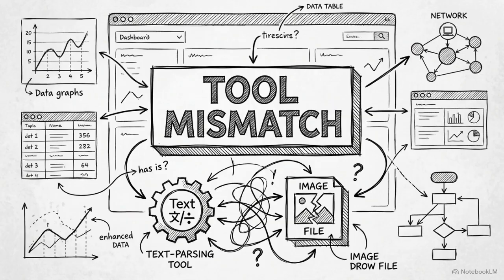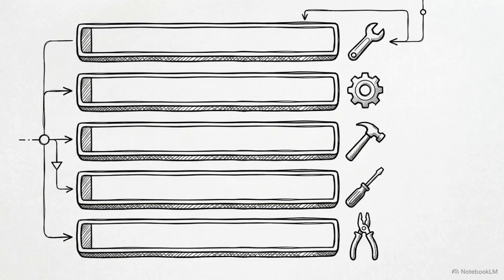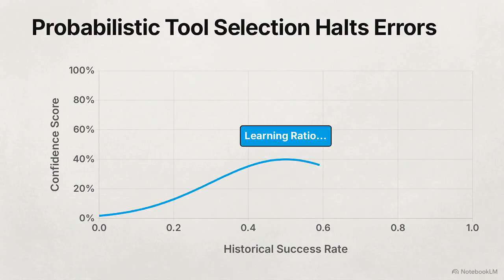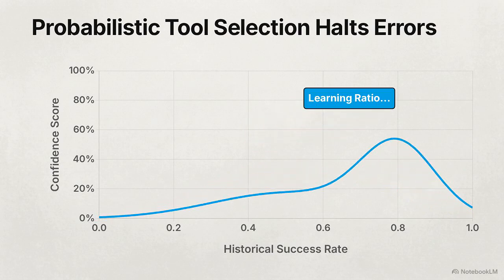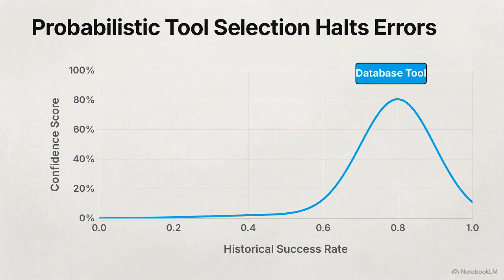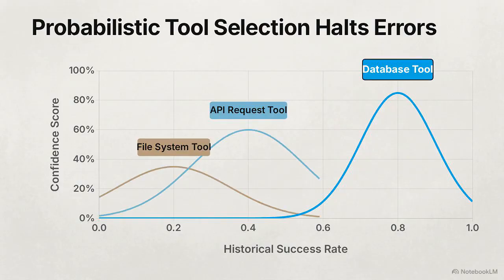When you give a standard agent a static list of tools, it struggles to adapt to edge cases. It has no memory of which tool actually works best for specific categories of problems. This beta distribution curve solves that. System 4 employs a Bayesian governor. Instead of treating all tools equally, it tracks a precise success-to-failure ratio for every tool in the registry.